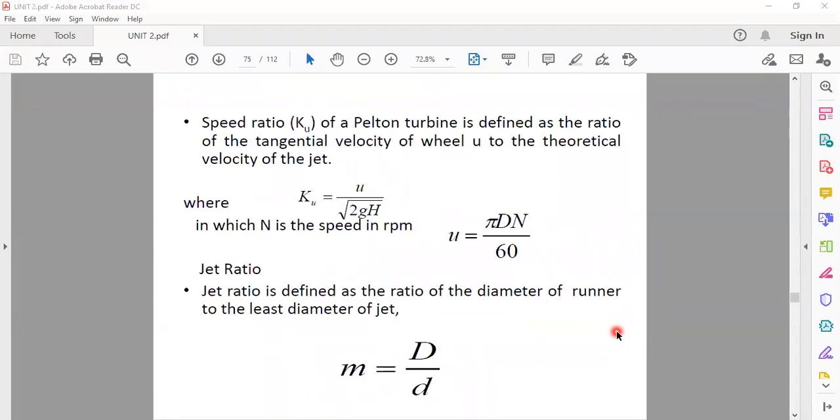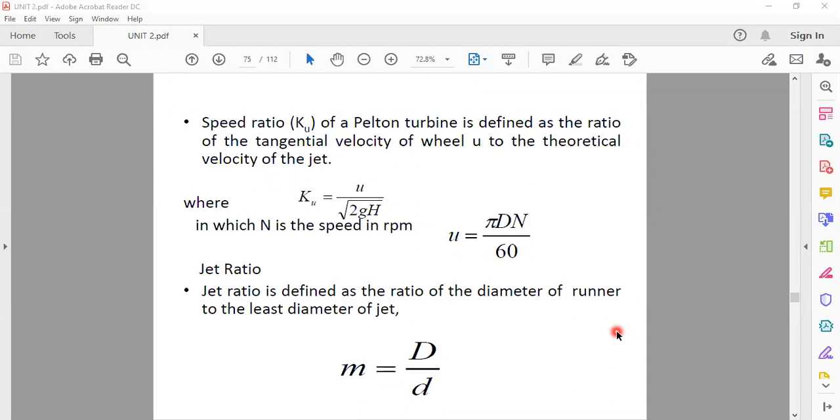So speed ratio Ku of a Pelton turbine is defined as the ratio of the tangential velocity of wheel U to the theoretical velocity of the jet. This is speed ratio. U is our blade velocity, under root of 2gh. We have discussed that U is calculated by pi DN by 60. That is the speed of the blade.